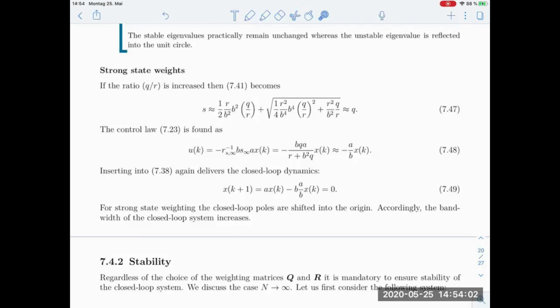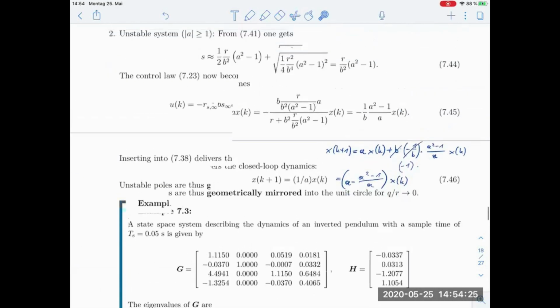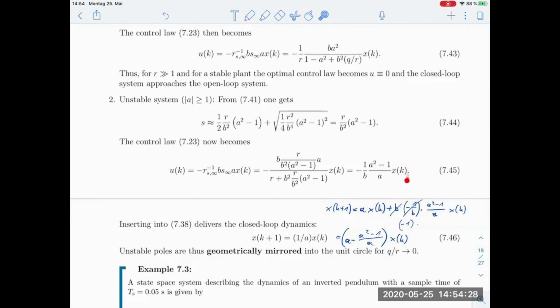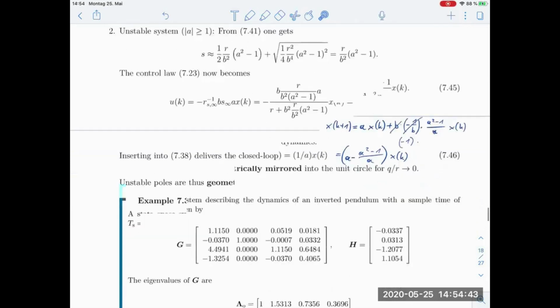So large Q, large state weightings mean that this controller becomes very aggressive, whereas very small state weightings either leave the stable open loop system completely alone, the feedback gain becomes 0, or the very interesting case, it's just stabilized with a minimal amount of input, which is this particular solution for the unstable system, in which case the closed loop system dynamics becomes, the pole location of that becomes the reciprocal of the open loop pole location, which is an unexpected and surprising result.